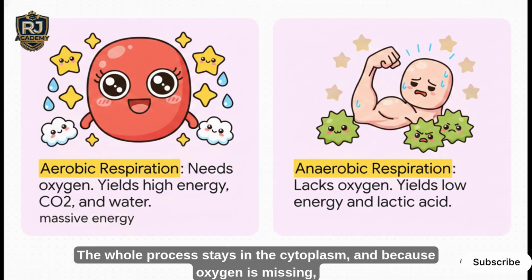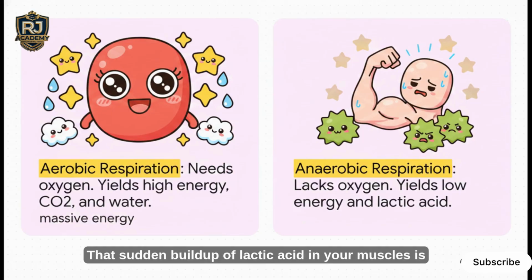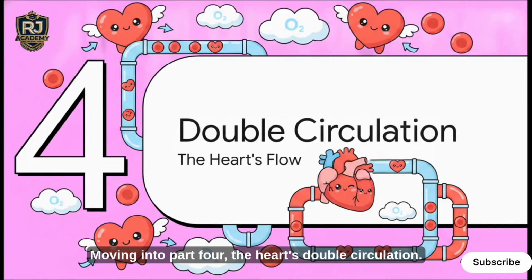The whole process stays in the cytoplasm, and because oxygen is missing, the pyruvate is converted into lactic acid, which yields much lower energy. That sudden buildup of lactic acid in your muscles is the exact thing causing those painful physical cramps. Moving into part 4, the heart's double circulation.